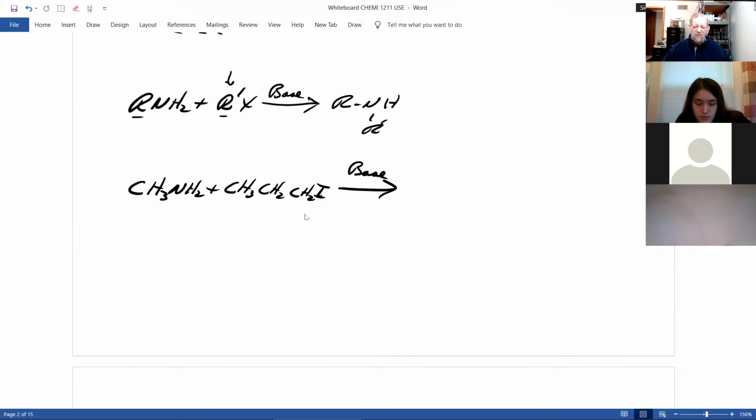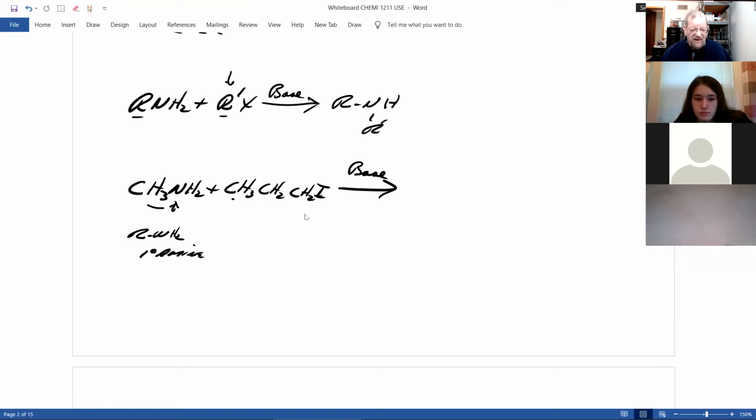Now the question would be, what are the organic products for the following three reactions? Look at the first compound. What's different, what's not carbon, what's not hydrogen? A nitrogen. So this is a nitrogen with one R group. The R group is methyl, and two hydrogens. That's a primary amine.